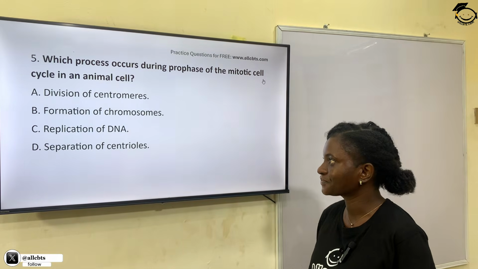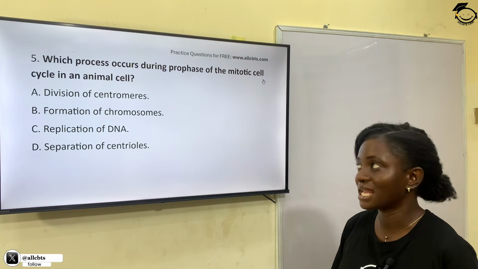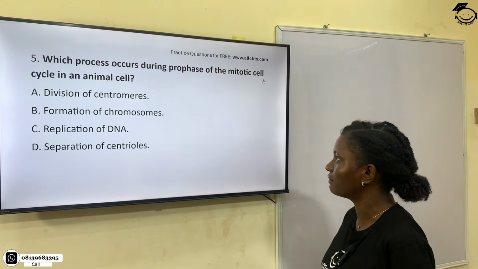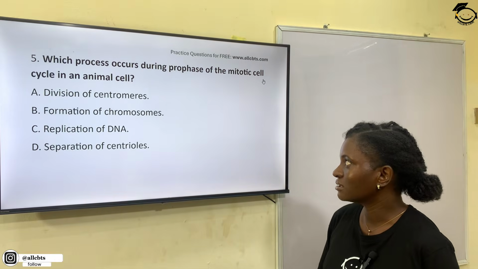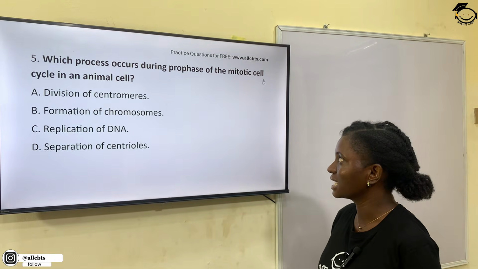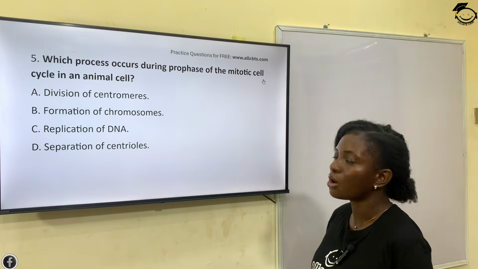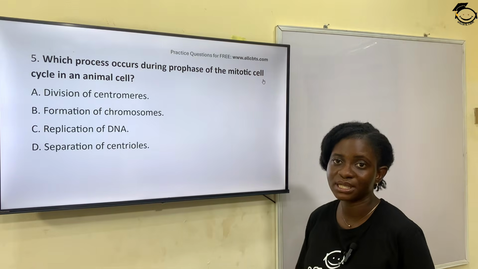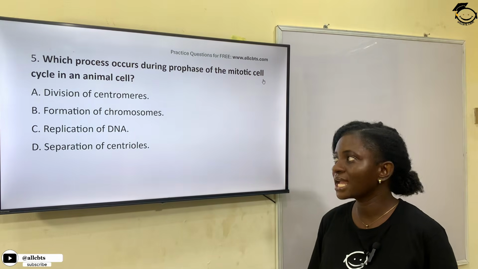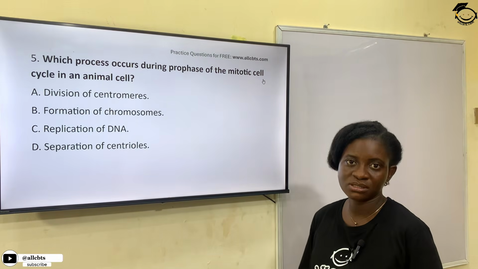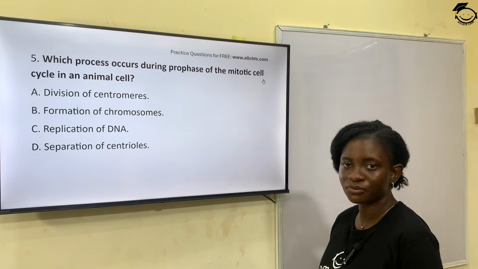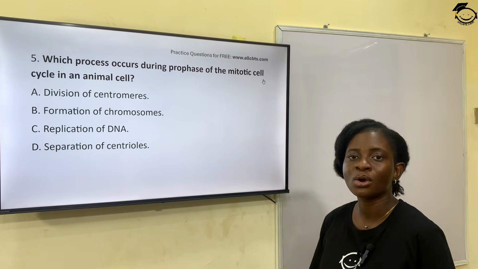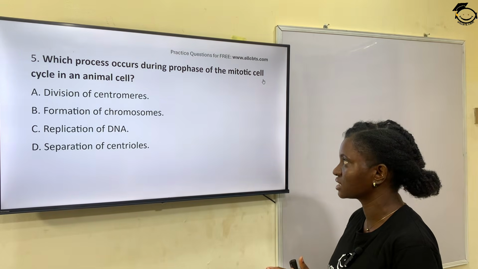Question 5. Which process occurs during prophase of the mitotic cell cycle in an animal cell? So which process in these options occurs during prophase of the mitotic cell cycle in an animal cell? Option A, division of centromeres. Option B, formation of chromosomes. Option C, replication of DNA. Option D, separation of the centromeres.